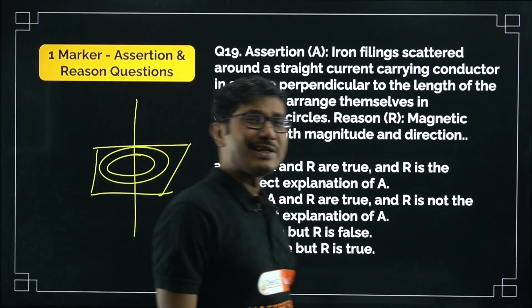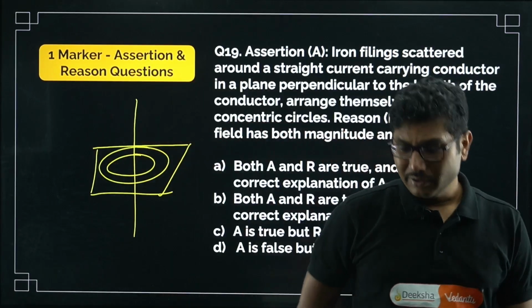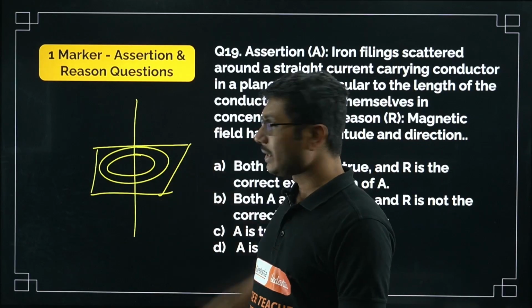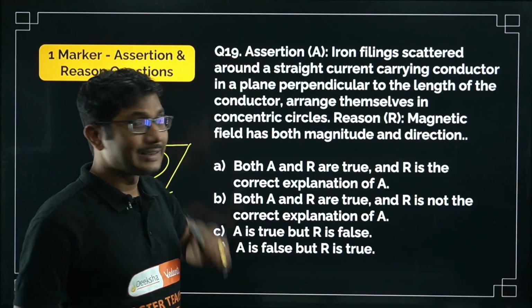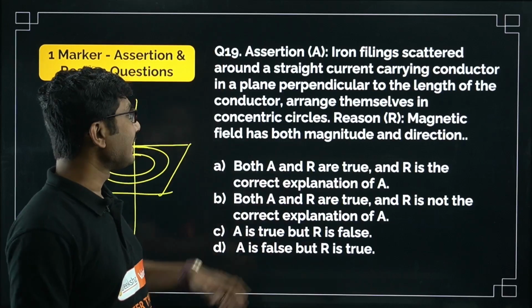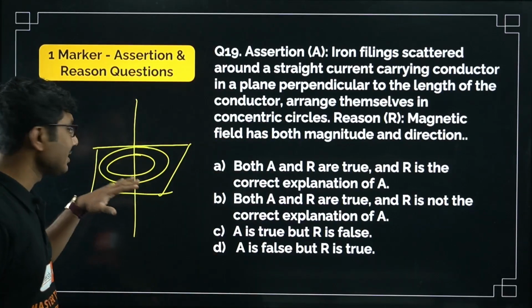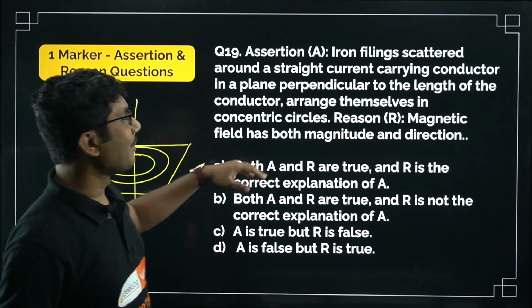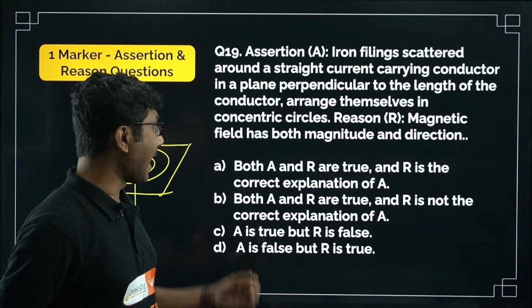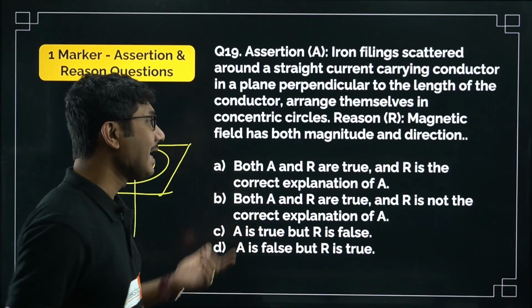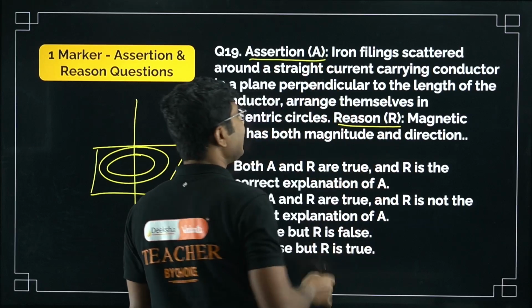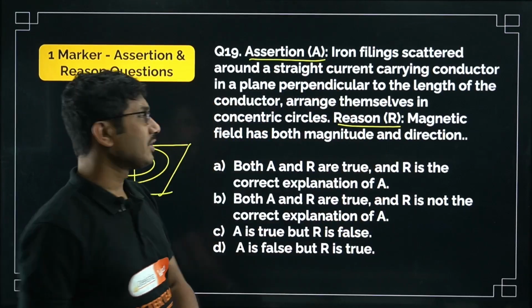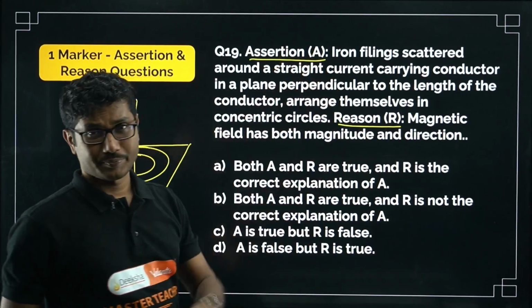Now, is it anything to do with magnitude? Okay, as you are going away the field lines are weaker, but is it there in the region anywhere? So they have said that they arrange themselves in concentric circles, and magnetic field has both magnitude and direction, yes, that is also correct. Reason is correct, assertion is correct, but there is no direct relationship between reason and assertion, okay.